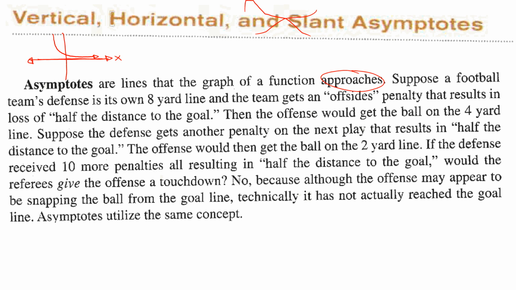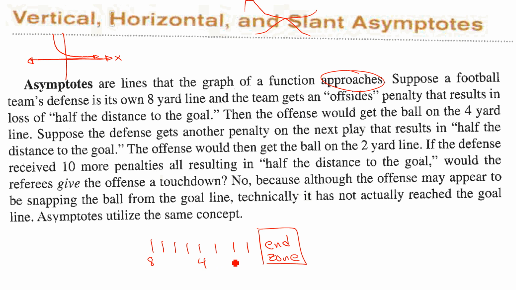Suppose a football team's defense is at its own 8-yard line. There's the end zone, the area you're trying to get to. And we are 1, 2, 3, 4, 5, 6, 7, 8 yards away. The other team gets an offsides penalty that results in a loss of half the distance to the goal. We were at the 8-yard line, so we get to go half closer. So all of a sudden, 7, 6, 5, we're at the 4-yard line. We're getting closer. It happens again on the next play.